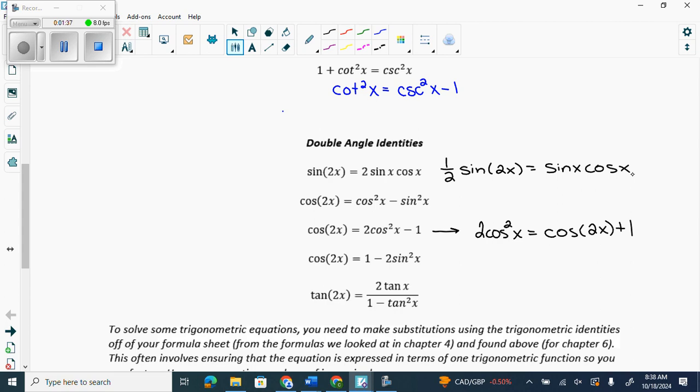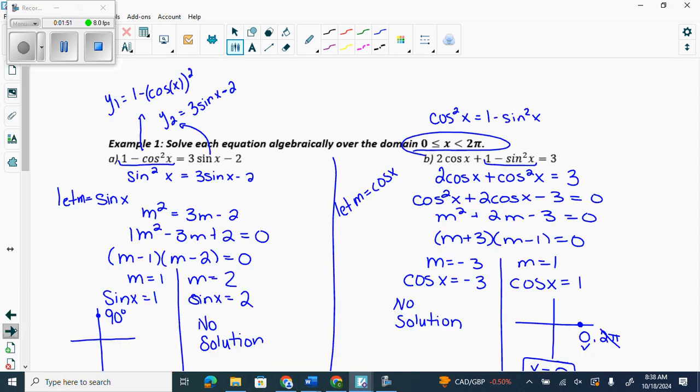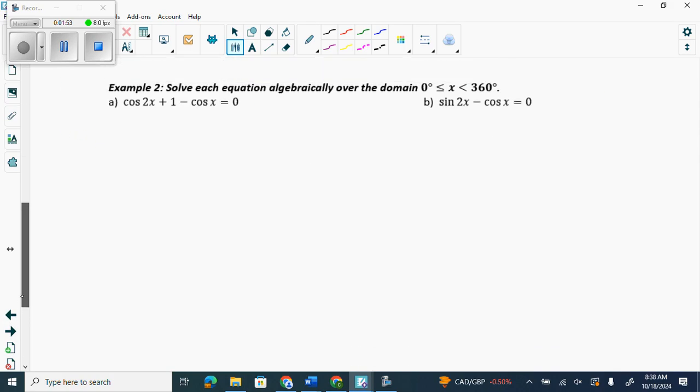They're also on your formula sheet. They are down here. So we did the Pythagorean ones here. Here's the double angle identities. These are the sum and difference. Those are the only ones we have left to go for. But we won't do those today. All right. So let's look down here.